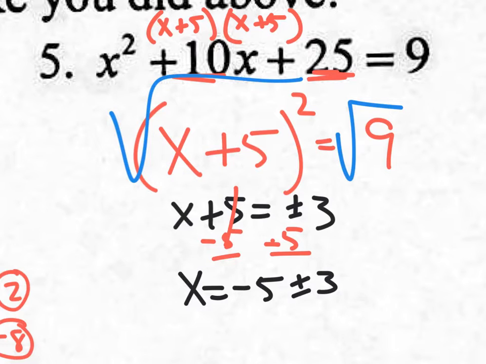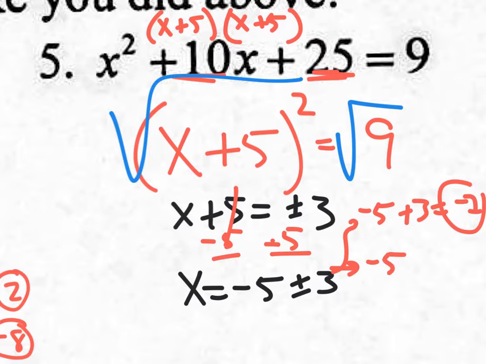And that gives you two answers. Gives you negative 5 plus 3. I might as well get the answer to that. That's negative 2. And it also gives you negative 5 minus 3, which also gives you a negative 8. That's an ugly 8.